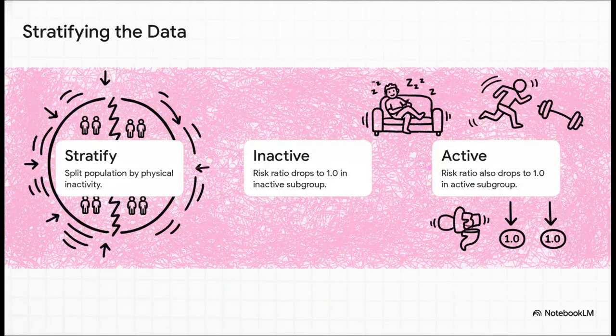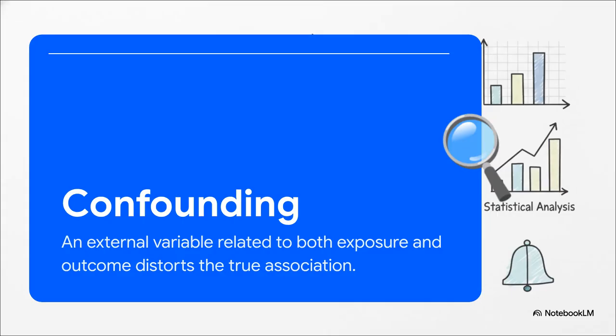But is it? To really find out, the investigator uses a strict visual screening rule. They stratify the data. The investigator stratifies the study population into two distinct subgroups based on the presence of chronic physical inactivity. And look what happens. The association disappears entirely. Among the physically inactive individuals, the risk ratio drops to 1.0, and among the highly active individuals, the risk ratio also drops to 1.0. This outcome demonstrates the absolute classic signature of confounding.